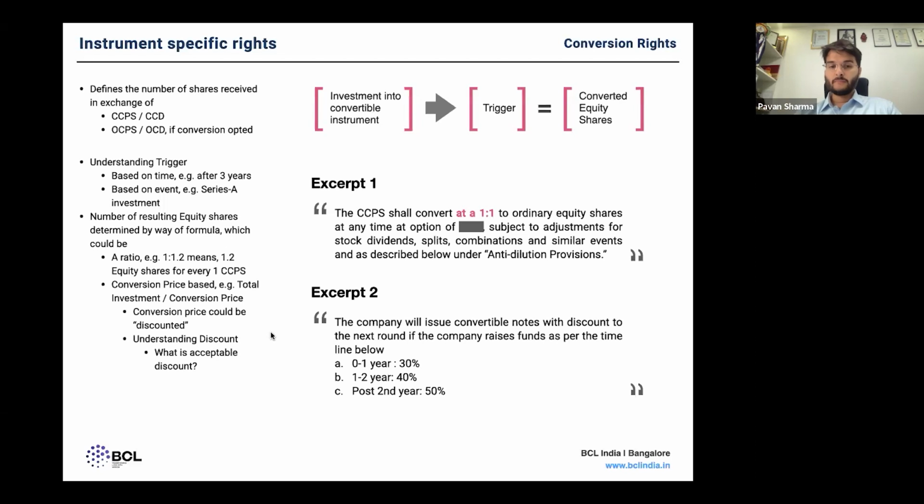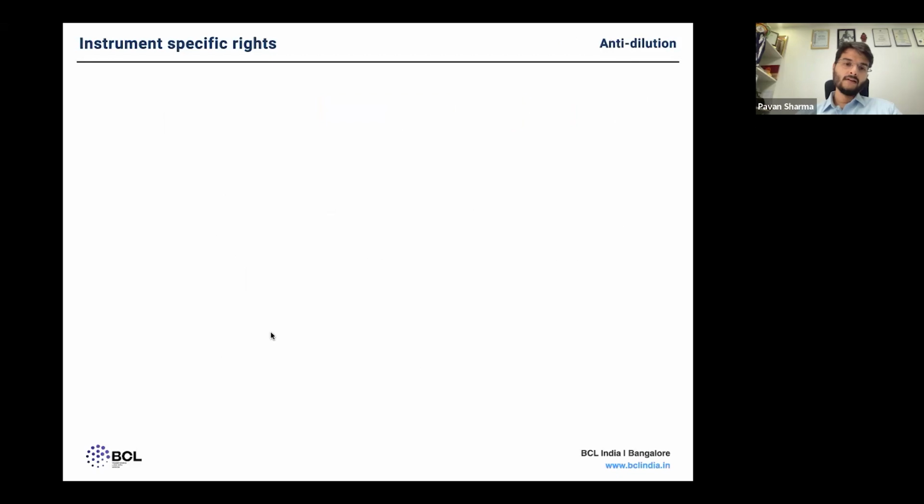Now, naturally going by what I've explained, as time lapses and the startup needs more and more time to raise capital, it means the startup itself is becoming riskier. And the CCPS holder should therefore be compensated for the risk and get more equity shares in return, which is why the discount percentage goes up.